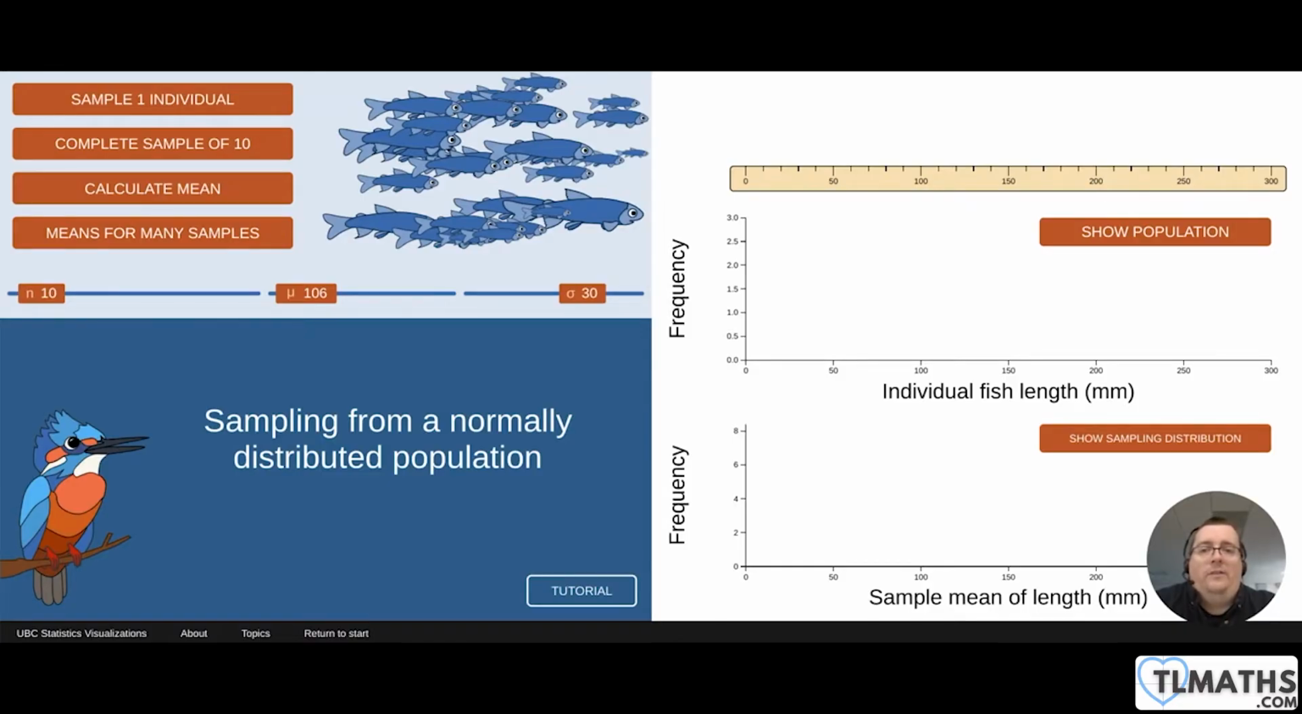The link to it is in the description below, and if any teachers are watching this, I do strongly recommend that you have a play around with this, because I think it's a really good way of visualizing what's going on.